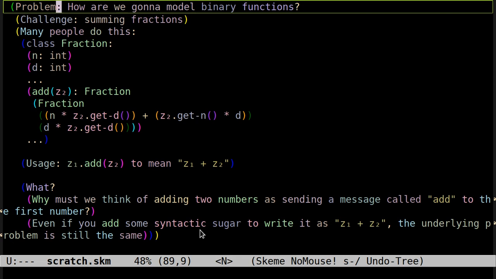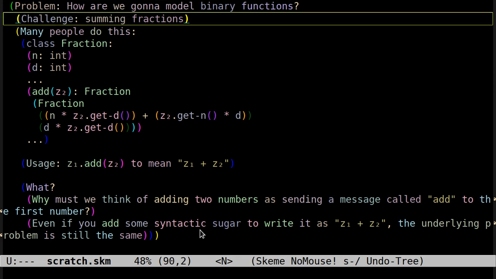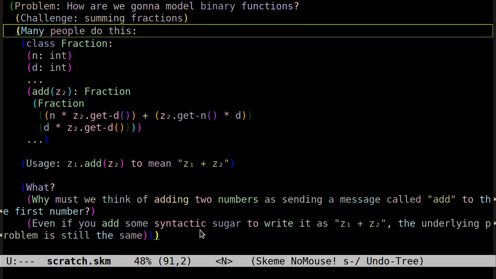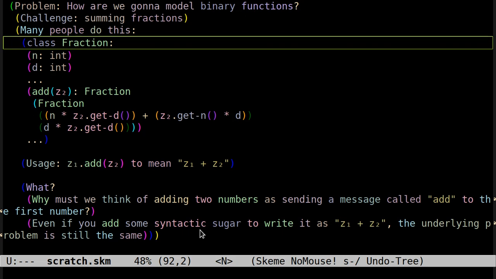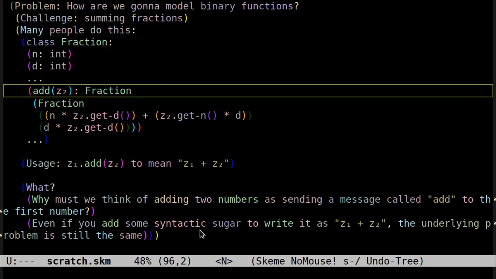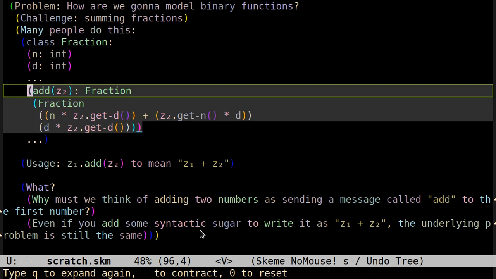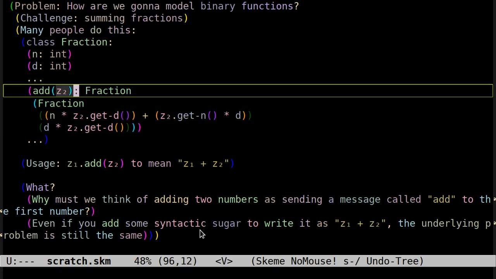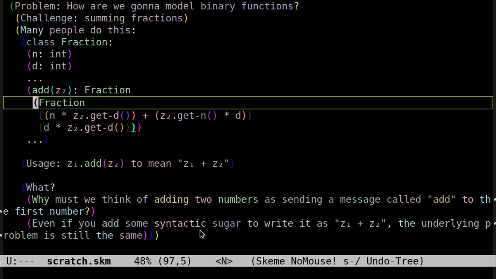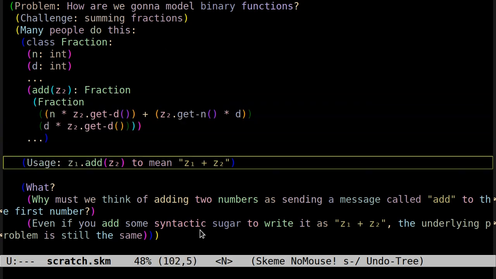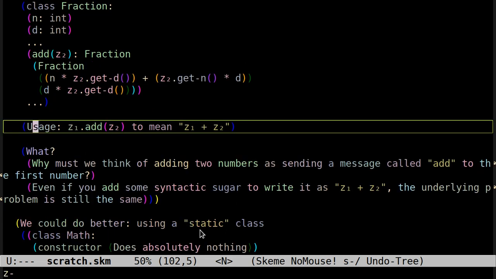Another problem I raise is how are we gonna model binary functions? So the challenge is that you can sum fractions. Many people will jump in and do this. They implement the class Fraction like before, and they stick the method add right in here, accepting another fraction and then returning this right here. So the way you use this is that you say z1.add(z2) to mean z1 plus z2. To that I say, what?